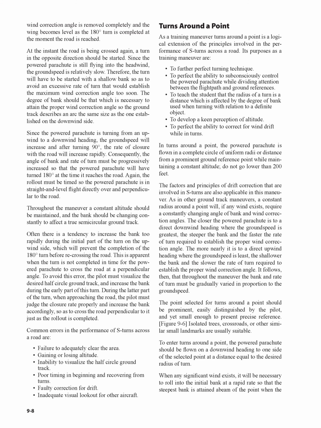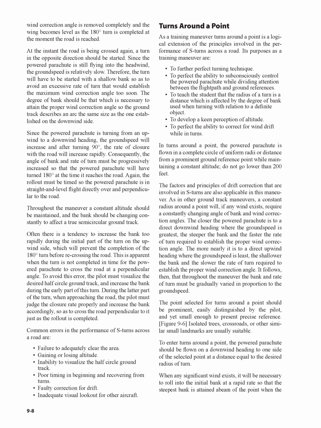At the instant the road is being crossed again, a turn in the opposite direction should be started. Since the powered parachute is still flying into the headwind, the ground speed is relatively slow. Therefore, the turn will have to be started with a shallow bank so as to avoid an excessive rate of turn that would establish the maximum wind correction angle too soon. The degree of bank should be that which is necessary to attain the proper wind correction angle, so the ground track describes an arc the same size as the one established on the downwind side.